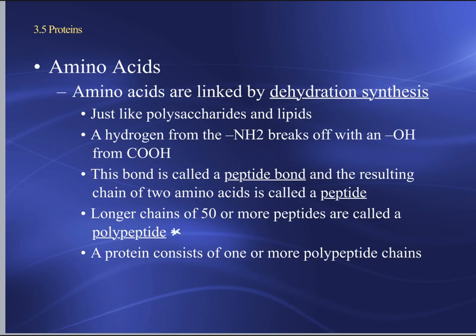So proteins are called polypeptides if you get 50 or more peptides. A protein consists of one or more polypeptide chains. Okay, so that's what these are. So we've been talking about how you build up these molecules. We've talked about carbohydrates coming from monosaccharides. We've talked about lipids coming from glycerol and fatty acid chains. Here for proteins, it's a linking together of amino acids to form peptides. Peptides all linked together form a polypeptide.